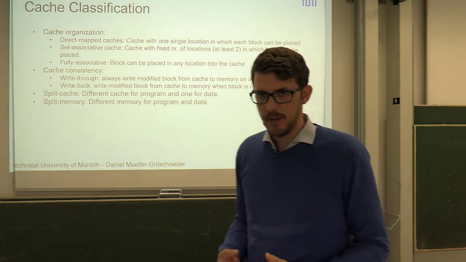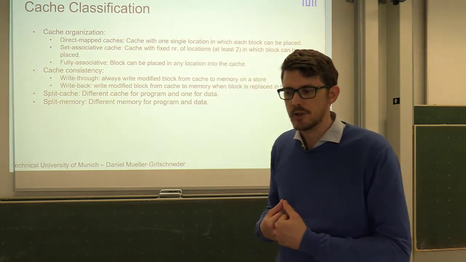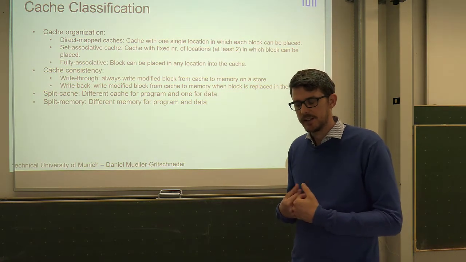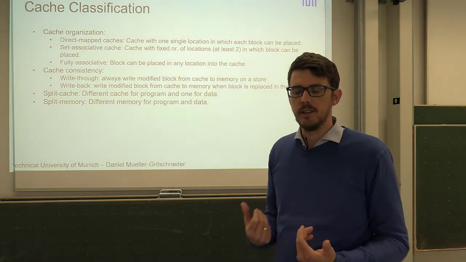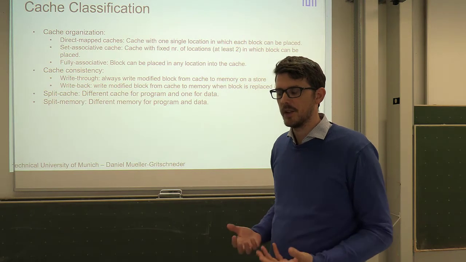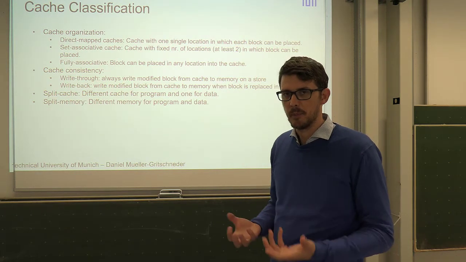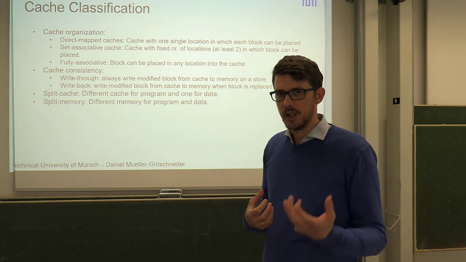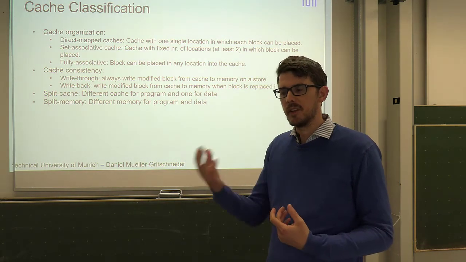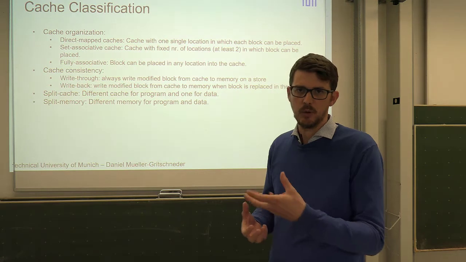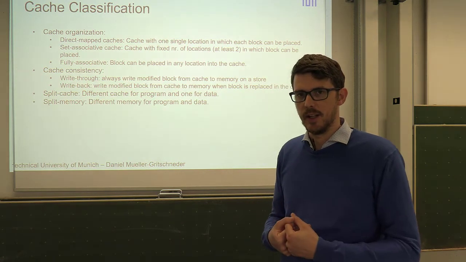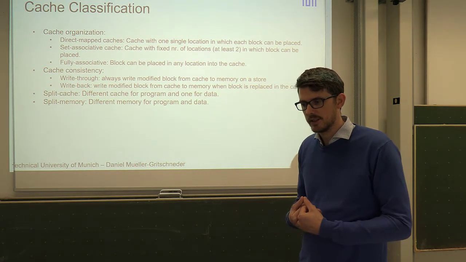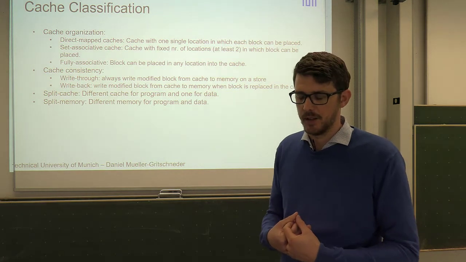Then we have a problem which we have to deal with, which is cache consistency. For a single processor system, this is quite easy. If you go to a multi-processor or multi-core system, this becomes more complex, because then maybe some data is only cached at one core. What happens if another one wants to use it? Then you have to look up whether it's cached somewhere else. So cache consistency for multi-core systems is quite complex.